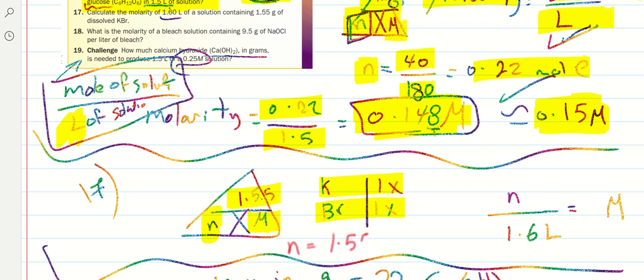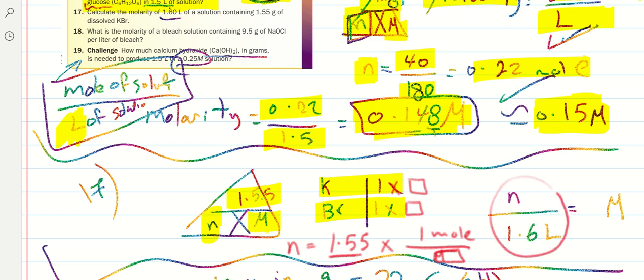Multiply 1.55, this is the gram given in the question, multiply by 1 mole over the molar mass for it. Molar mass for it, whatever, how much it will be, we can get it from the periodic table. Potassium how much and bromide how much, and we're going to add the numbers here. Done, this number of mole, when you get it, you will divide it by 1.6 liter, and then this is the final answer.